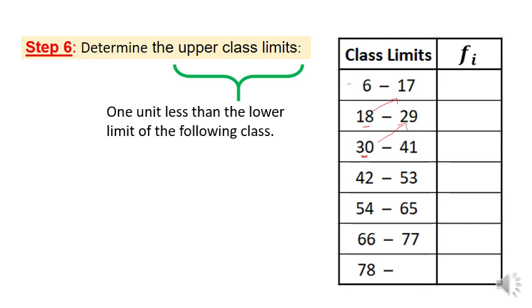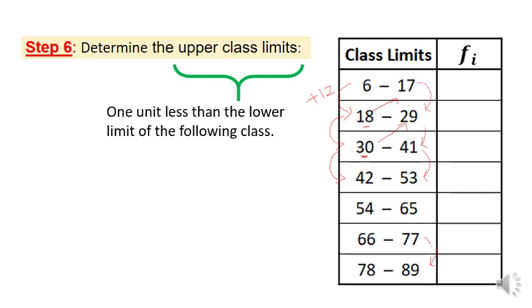Now notice, to get from lower limit to lower limit, what we did was add 12. That's our class width. Add 12. Add 12. And we kept going all the way down to the bottom. With the upper limit, it's the same thing. You add 12, add 12, add 12. If you keep going right down to the end, you get your very last upper limit, 89.